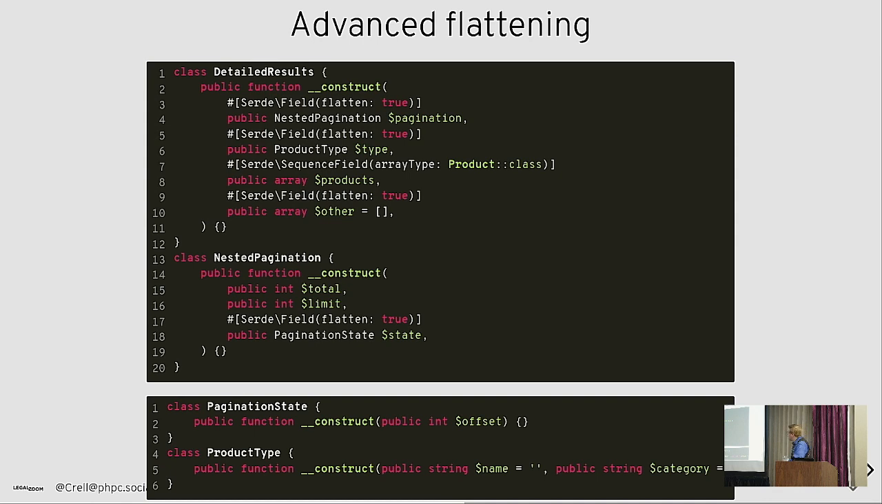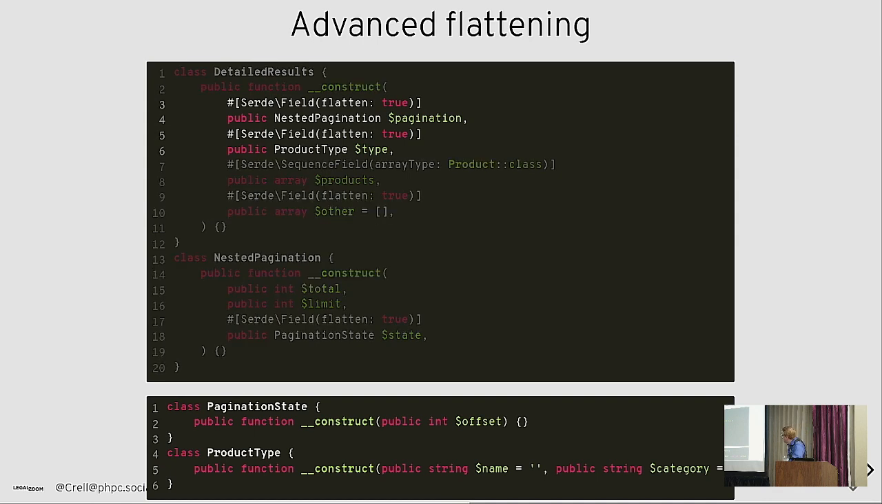You can get more advanced with that. In this case, we have two flattened properties, product type and nested pagination. Nested pagination itself has another object inside it, pagination state. And then we have an array of product types and so on. So we've got nested objects here. We also have a flattened array for other stuff. Because in TYPO3, many of our array structures had other stuff that's not defined. It's just opened for extensions to figure out what they want to do. Oh, God.